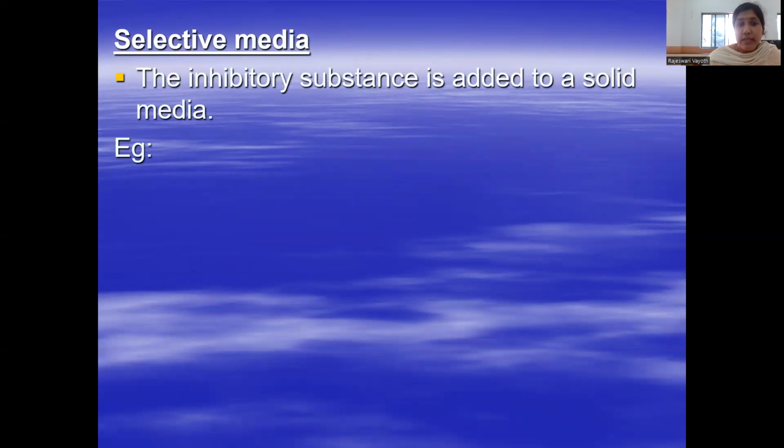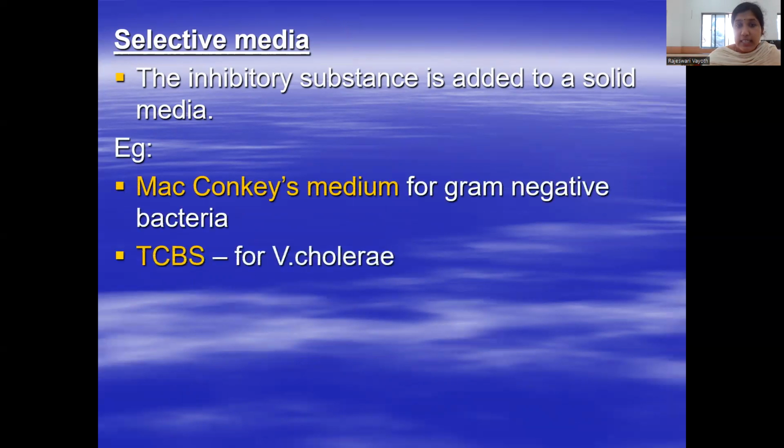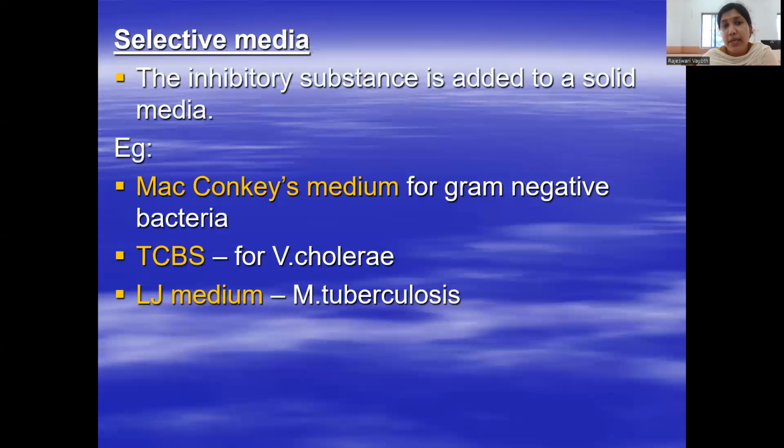Then selective media is the media which contains inhibitory substances, and it is a solid media. The purpose of enrichment media and selective media is the same. It is inhibiting the growth of other bacteria and supporting the growth of wanted bacteria only. The difference is that enrichment media is a liquid media, and selective media is a solid medium.